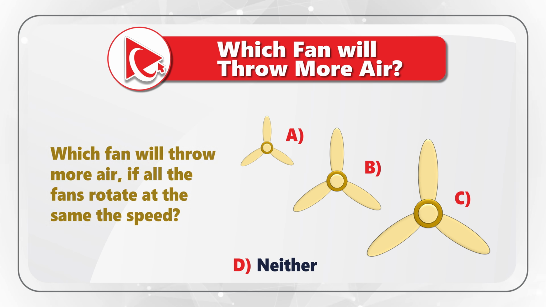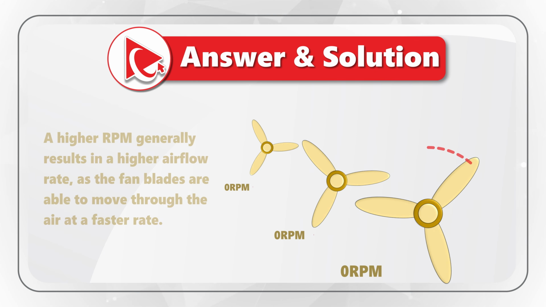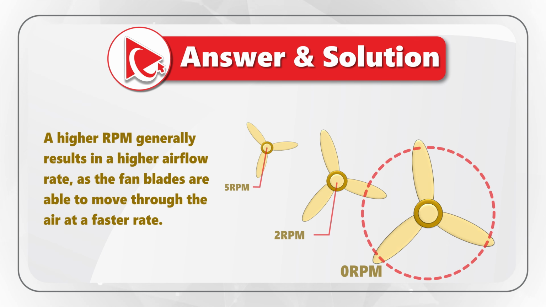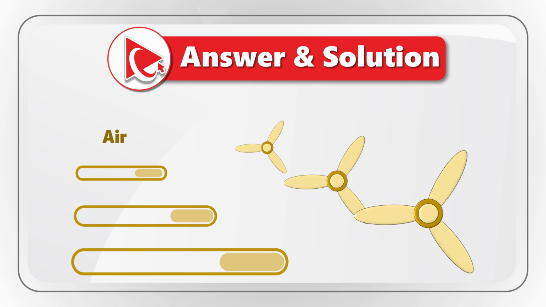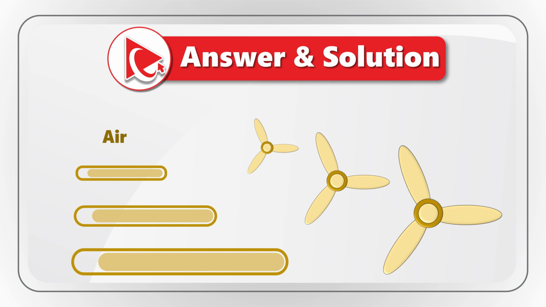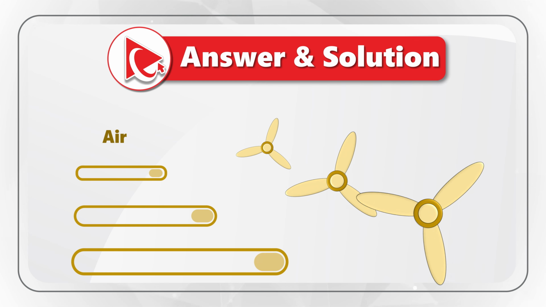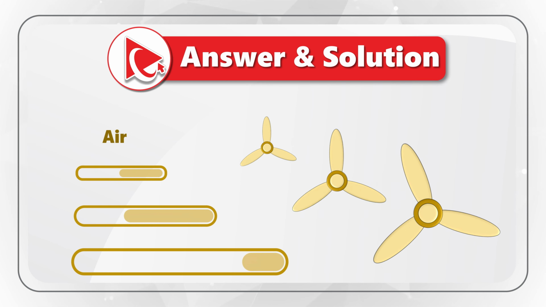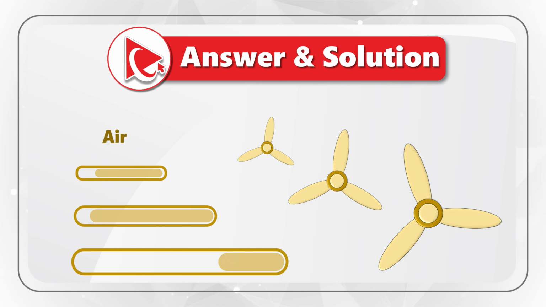As you might be well aware, there are two key factors to help determine the airflow rate. The first one is the size of the fan's blade, and the second one is the rotational speed of the fan, which is measured in RPMs, which stands for revolutions per minute. A fan with larger blades can capture and move more air per revolution compared to the same fan design with smaller blades. And this is exactly what we're dealing with here in this question. In addition, the rotational speed of the fan affects the airflow rate. A higher RPM generally results in a higher airflow rate as the fan blades are able to move through the air at a faster rate.